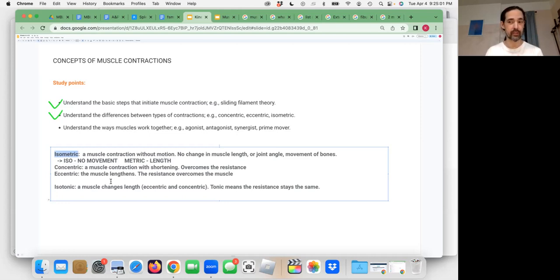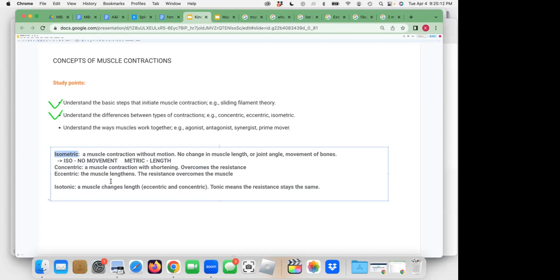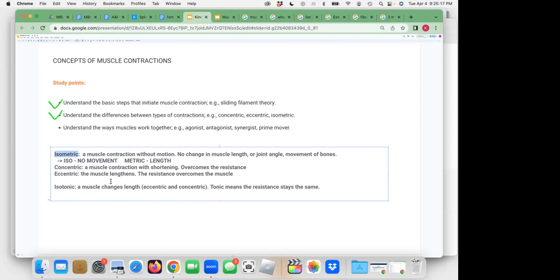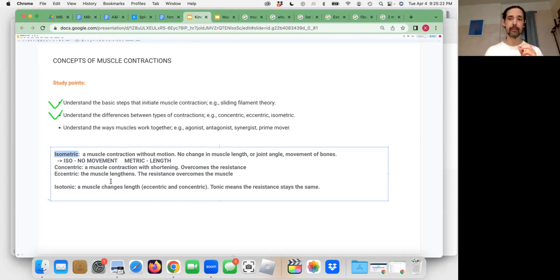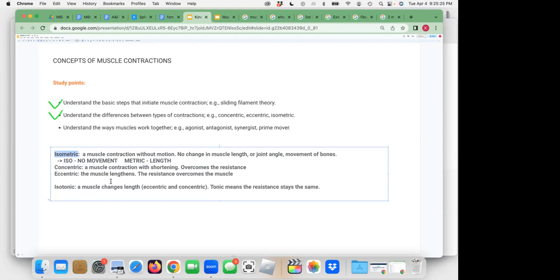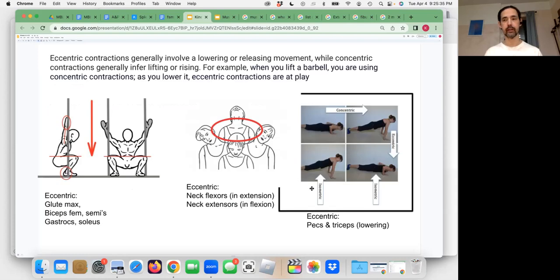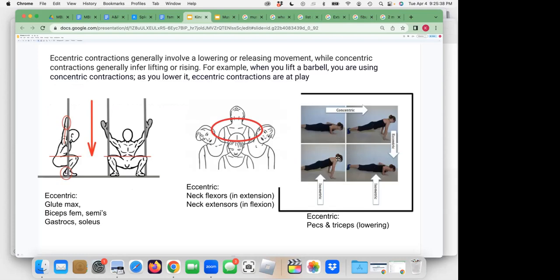Now you tell me, last time, okay? What does isometric mean? Shortening, lengthening, or no movement in the length? No movement. Very good. And what does concentric mean? Shortening or lengthening? Shortening. Very good. And eccentric? Lengthening. Very good, Mint. You're 85% of the way there. Very good.